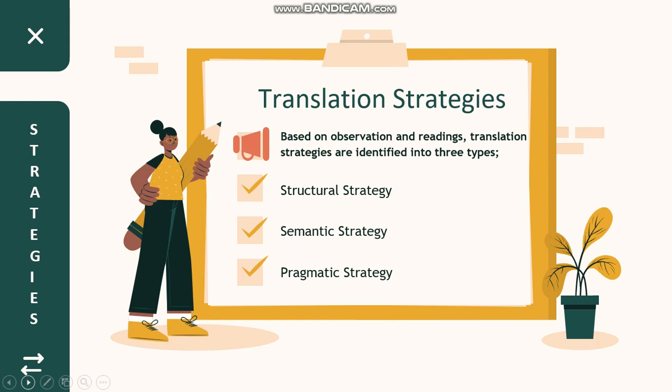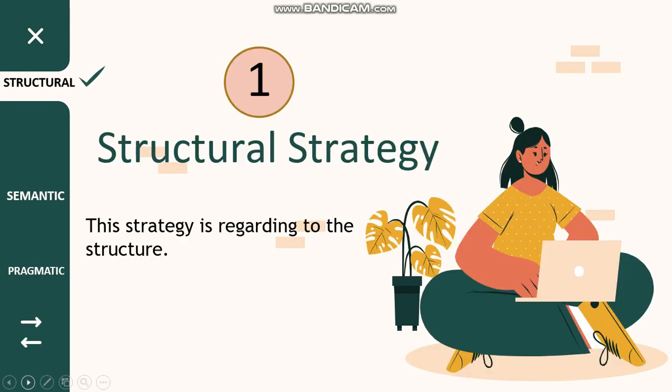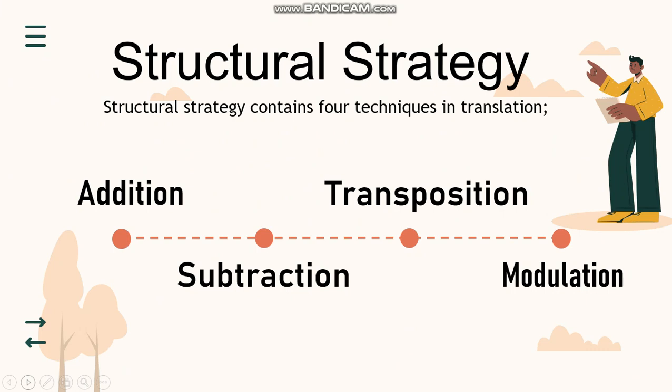So the first type is structural strategy, the second is semantic strategy, and the last is pragmatic strategy. For the first type of translation strategy, structural strategy, this strategy is related to the structure of the text. Well, structural strategy contains four techniques in translation. So here we have addition, subtraction, transposition, and modulation.